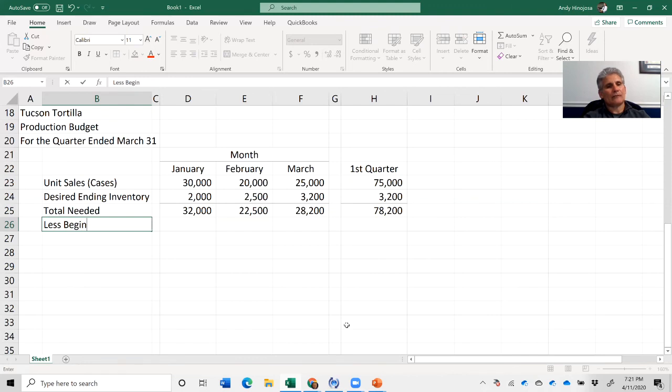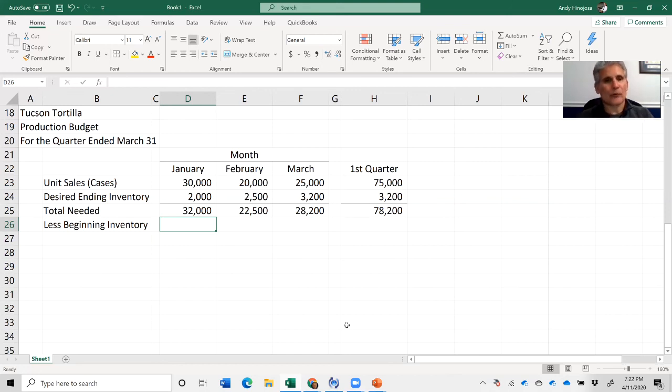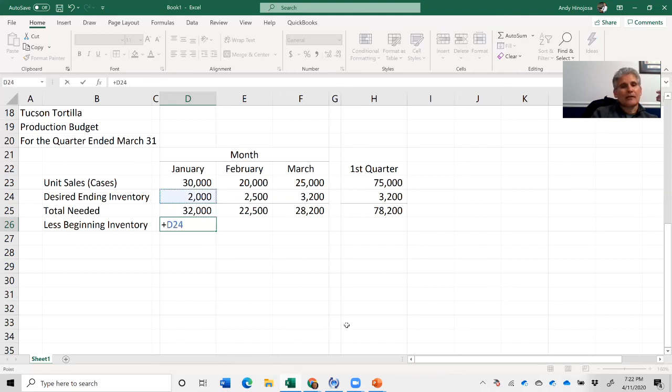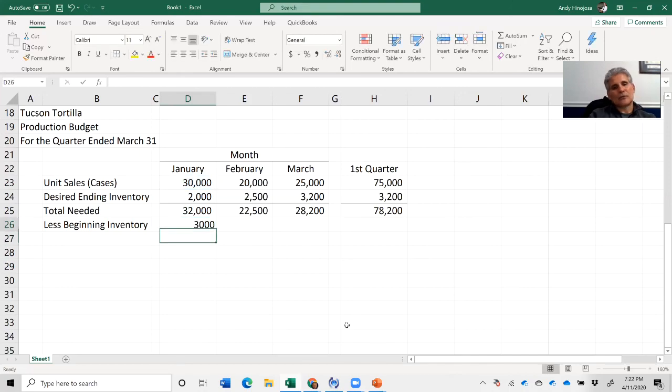Less beginning inventory. Our beginning inventory is supposed to be equal to 10% of the current month's sales. Or in the example here, in December, we were projecting we were going to have 30,000 sold in January, so we wanted to end December with at least 10% of that. So we're going to take our unit sales and multiply that by 10% as well. So we're looking to have at least 10% or 3,000 units in the beginning inventory.